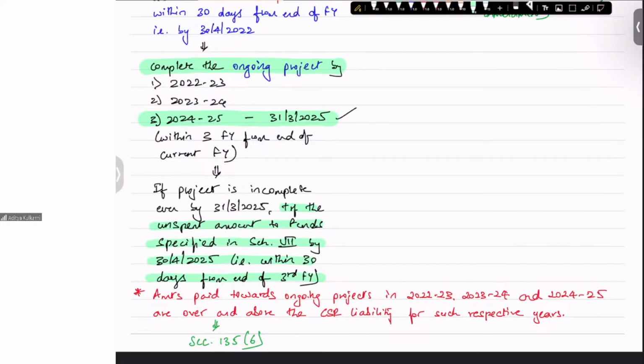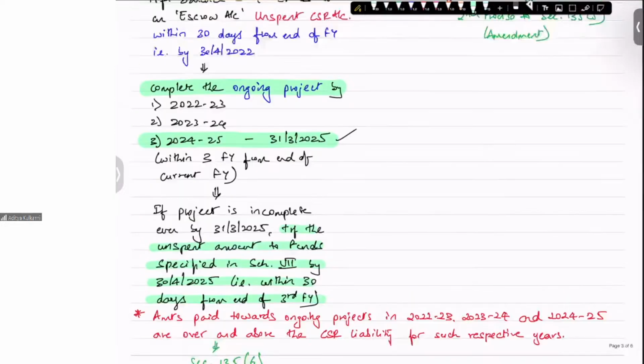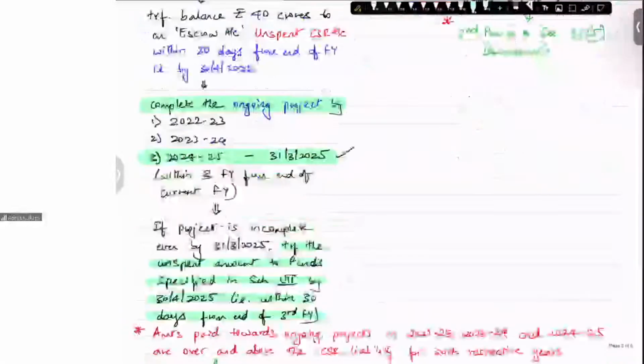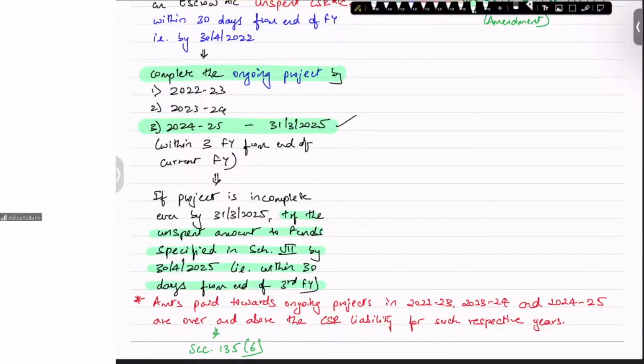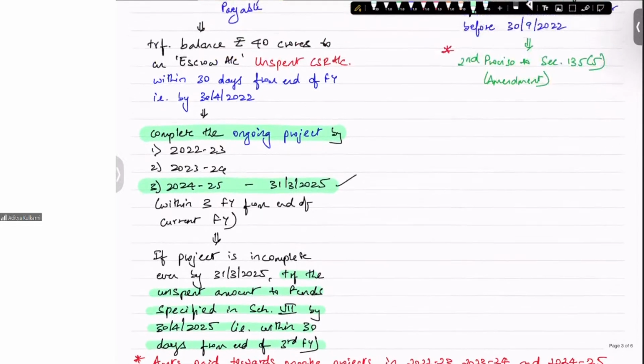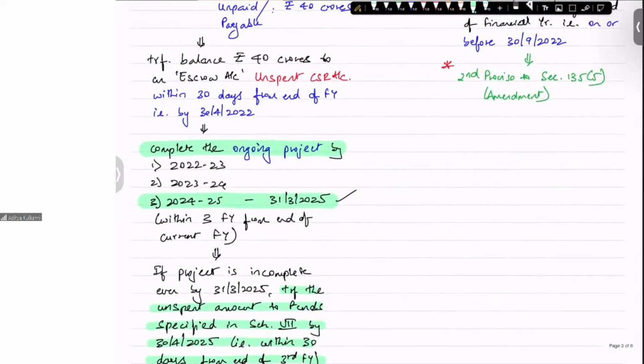Is it okay? Are you clear with this provision? Yes. Ongoing project. Are you clear? Don't read the last sentence which is written in red. I'm coming to that. But as of now, are you okay with the provisions? Yes, everyone. Kaushiki, Viraj, Soham, Shailendra, Sanjay.